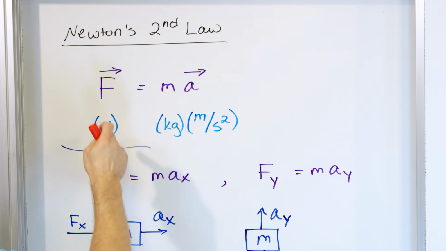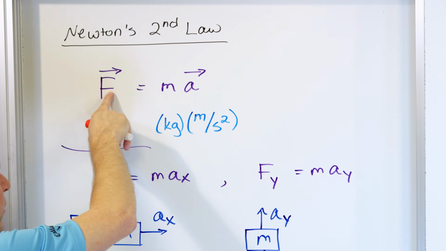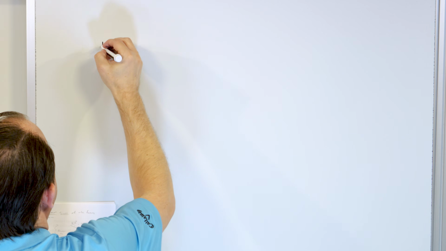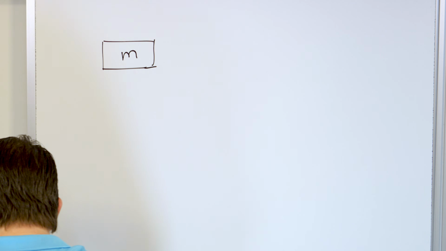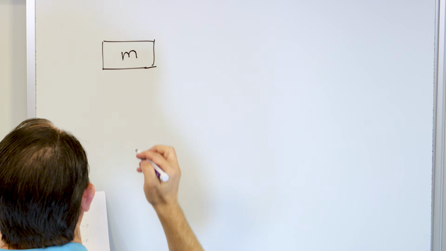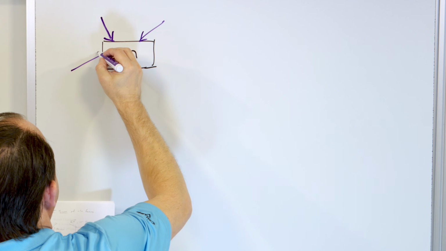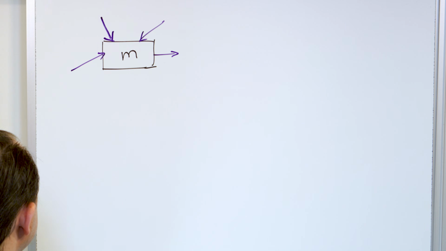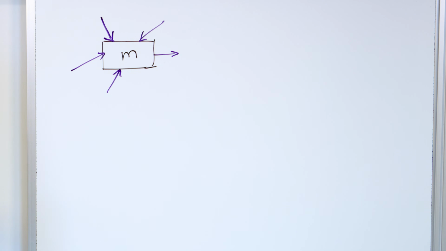Now, it's very important for you to realize that when I say force is equal to mass times acceleration, it's really the net force acting on an object. So let's say, for instance, that I have a body with mass m, and I have lots of forces acting on it. I have a force acting right here, a force acting here, a force acting here, and it could even be pulling, some force acting right there. Maybe some force acting right here.